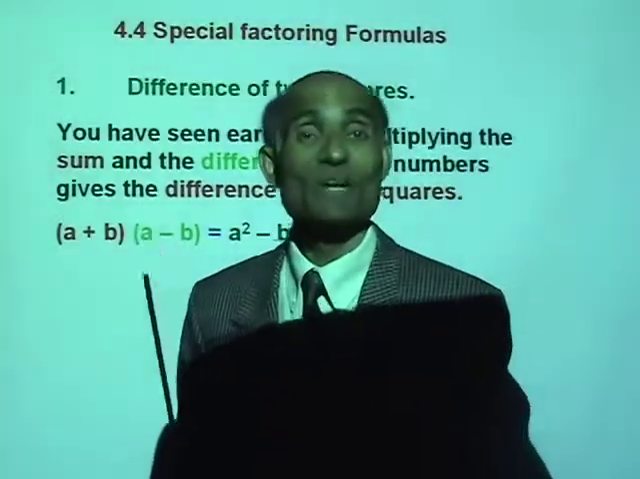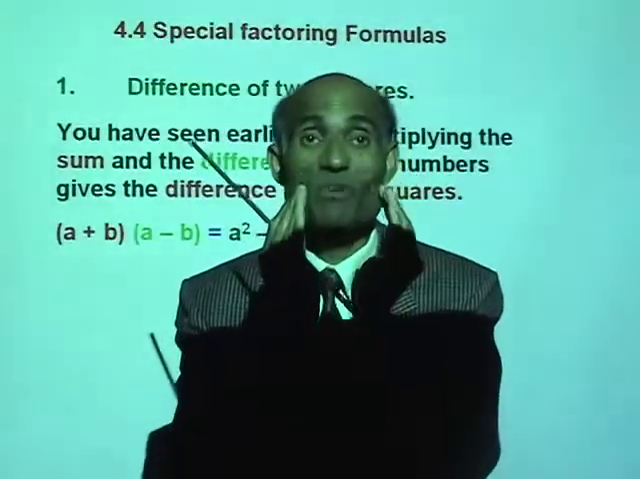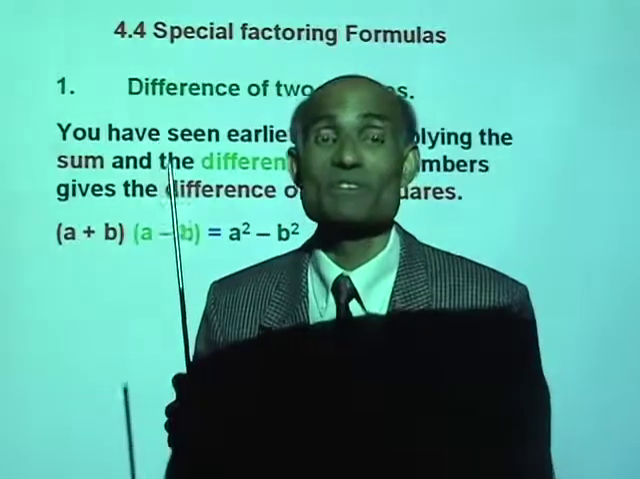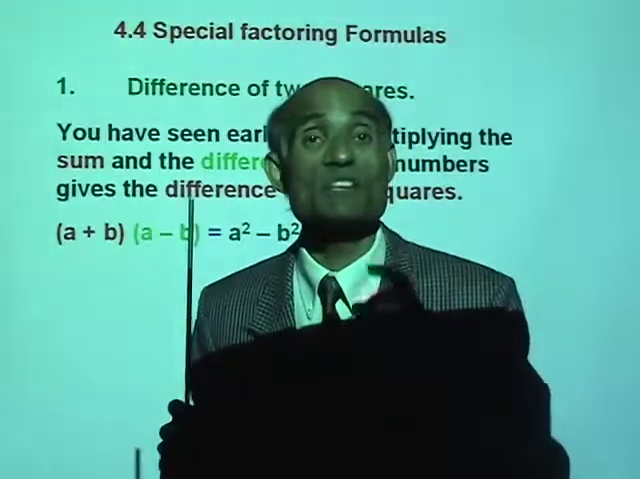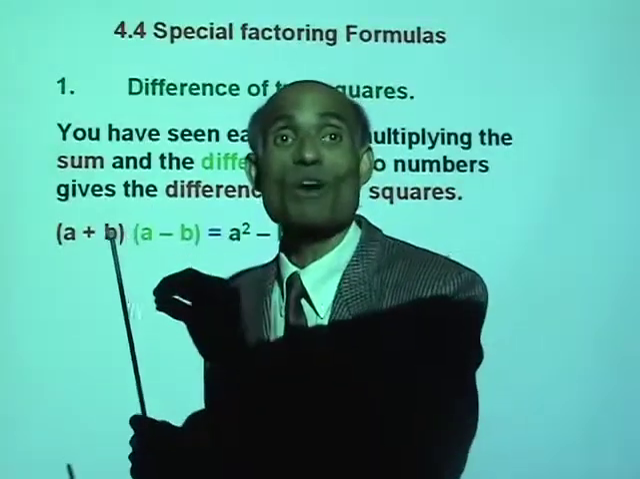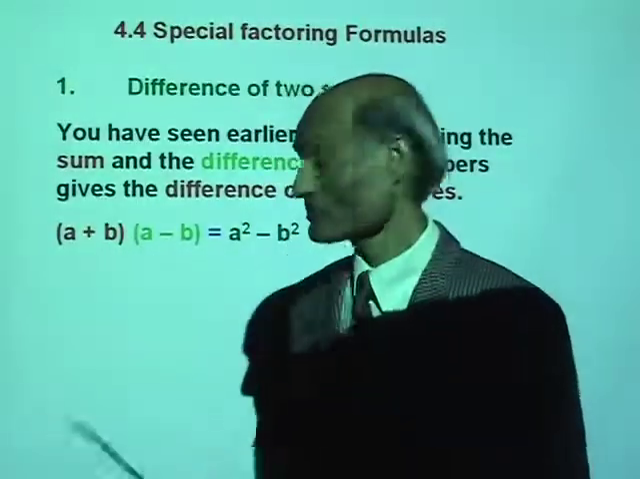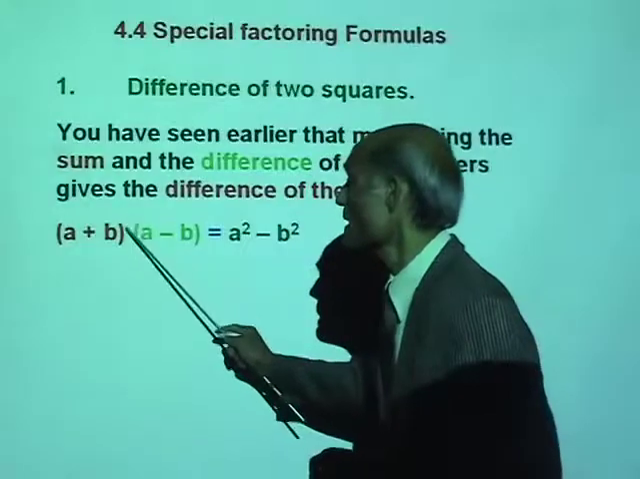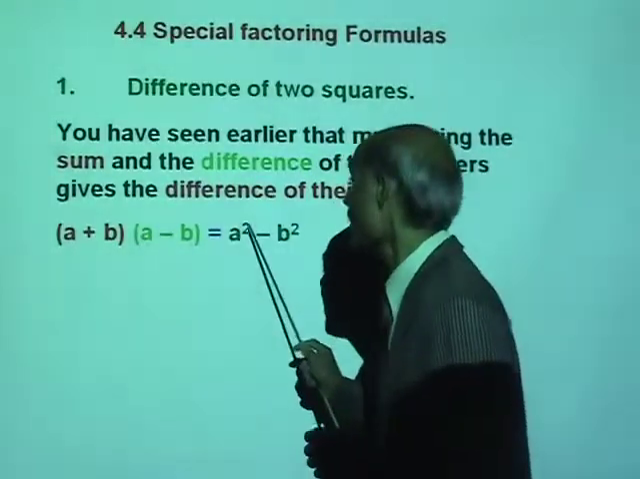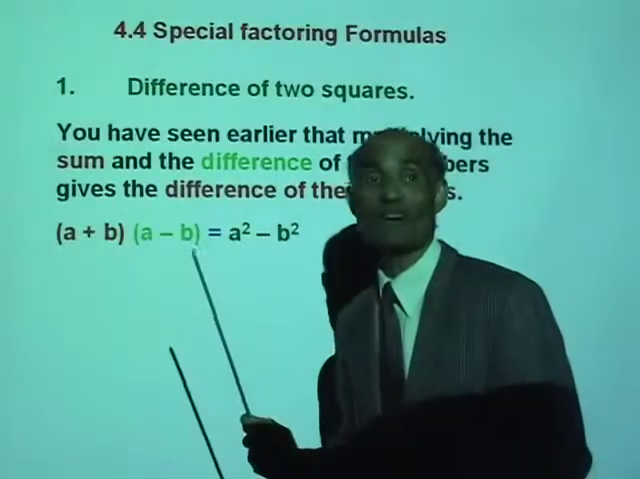In other words, you multiply the sum of two numbers by the difference of the same two numbers. It will be the same as the square of the first number minus the square of the second. A plus b times a minus b is a squared minus b squared.